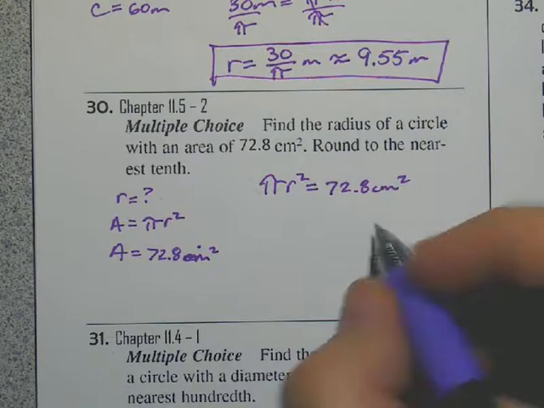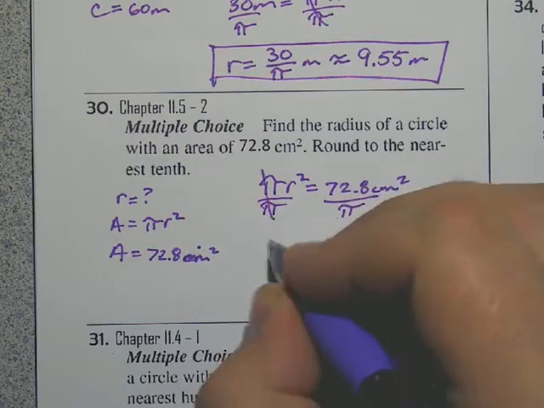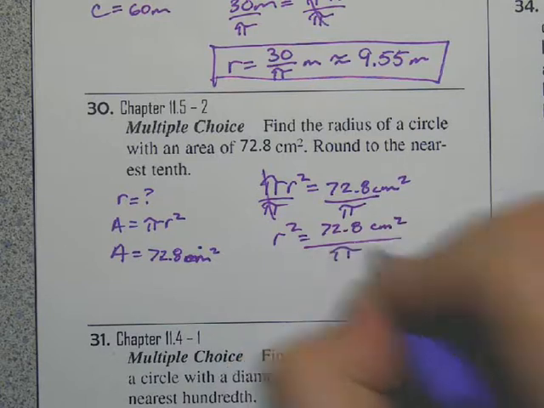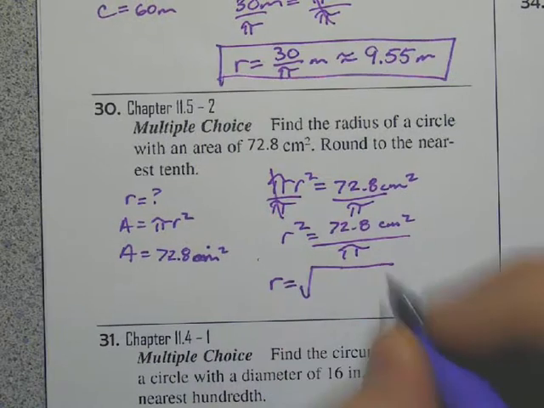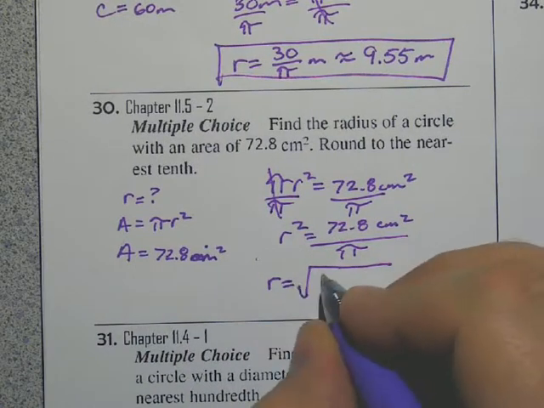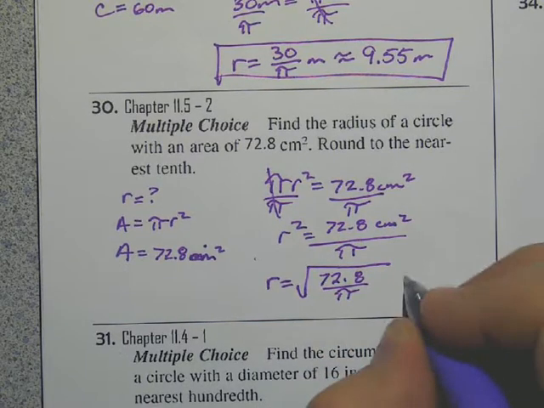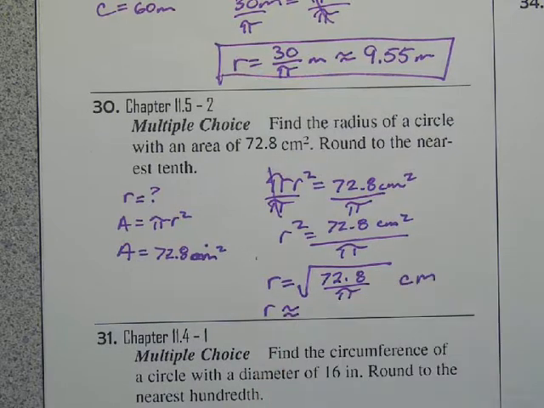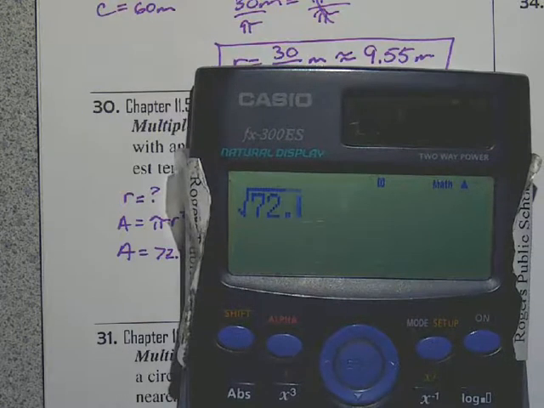Okay, so I could divide both sides by pi, and I get r squared equals 72.8 centimeters squared over pi. Square root both sides, and I'm going to get r equals the square root of 72.8 over pi. I don't have to worry about the negative one because once again it's a length. And when I square root a centimeter squared, I'm just going to get centimeters on the outside. So r is approximately the square root of 72.8 divided by pi.